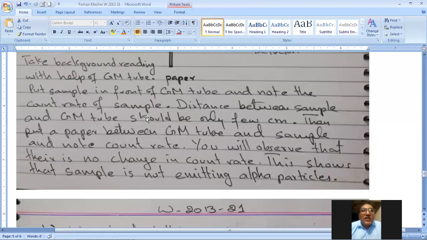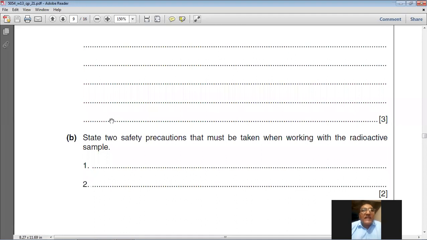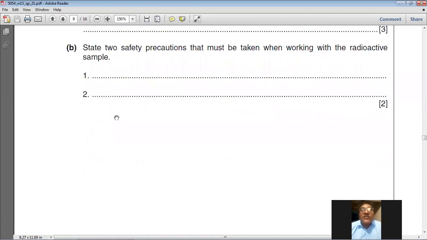Okay. Let's move to the next question. So that was a 3-mark question. It's a 2-mark question, sir. State 2 safety precautions that must be taken while working with radioactive samples. There are many precautions which you should take. Here he's only asking for 2.